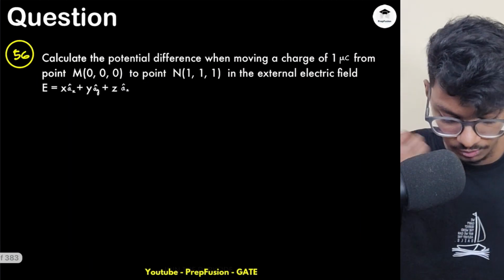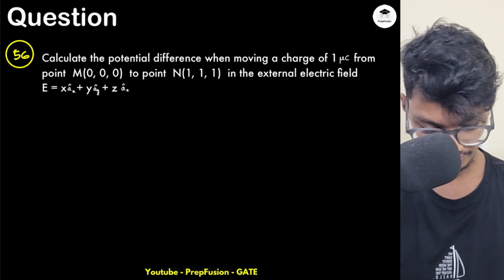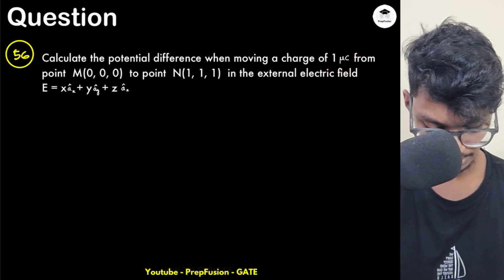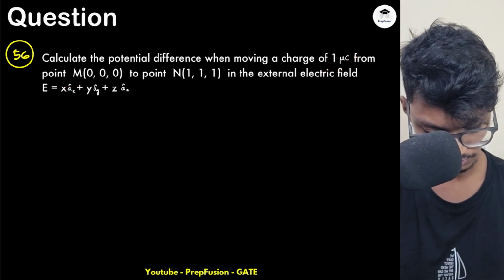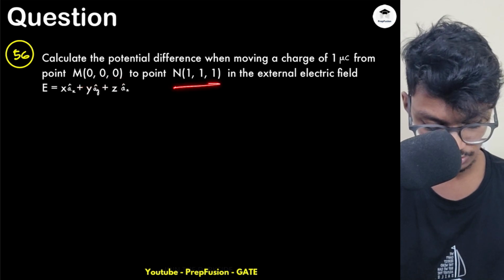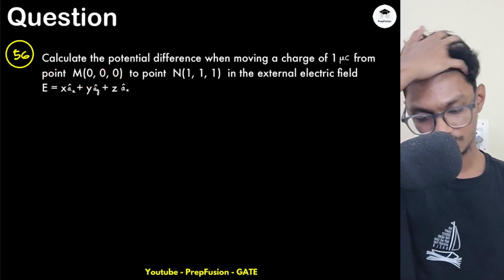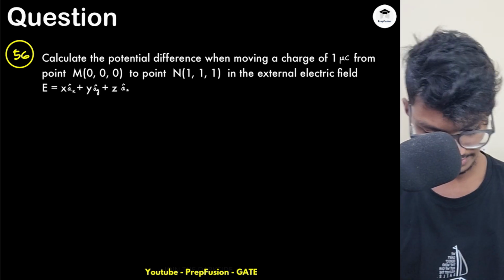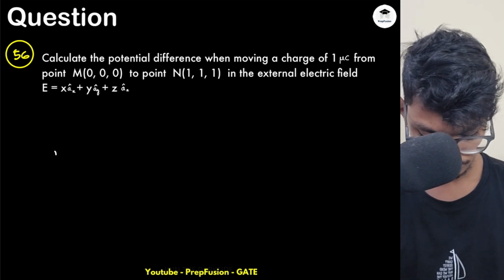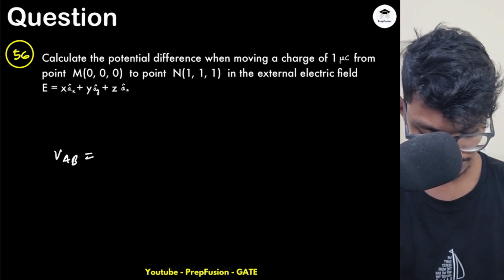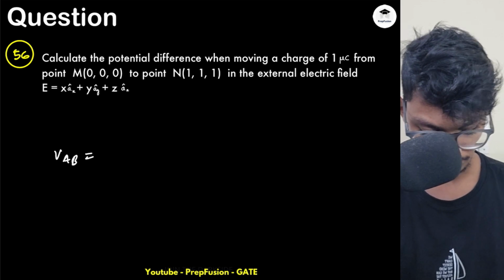So this is the question. Just pause the video, try it out by yourself, then I will solve this. So let's solve this question. We have a 1 microcoulomb charge moving from the origin to this end point in the external field. So what will be the potential difference? Potential difference V AB is basically the negative of the work done, right?